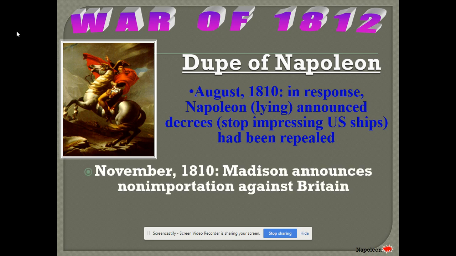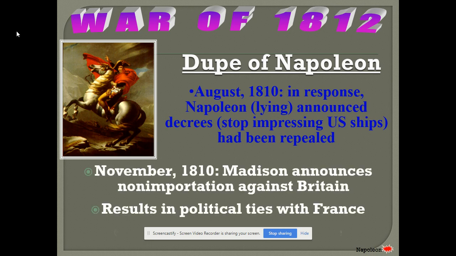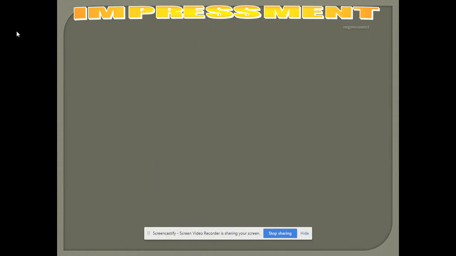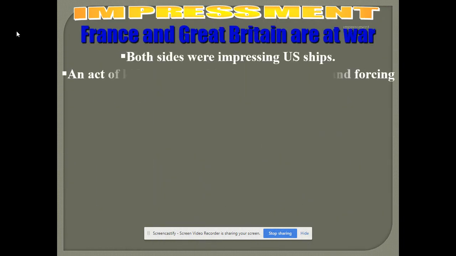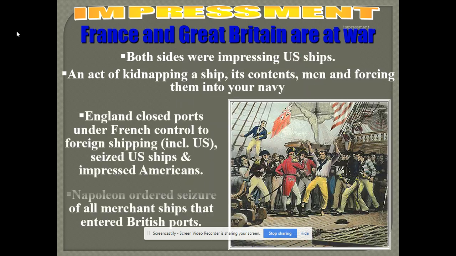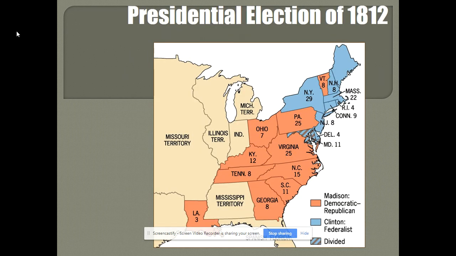So we basically developed political ties with France. Of course, Napoleon didn't really care about that. He tries to invade Russia, and it fails. Actually, he's victorious, but as he's retreating, his men don't have food and they're dealing with the harsh winter, and the Russian army follows them all the way and picks them off as they go. So we talked about impressment and what it is. It's terrible. It's kidnapping.